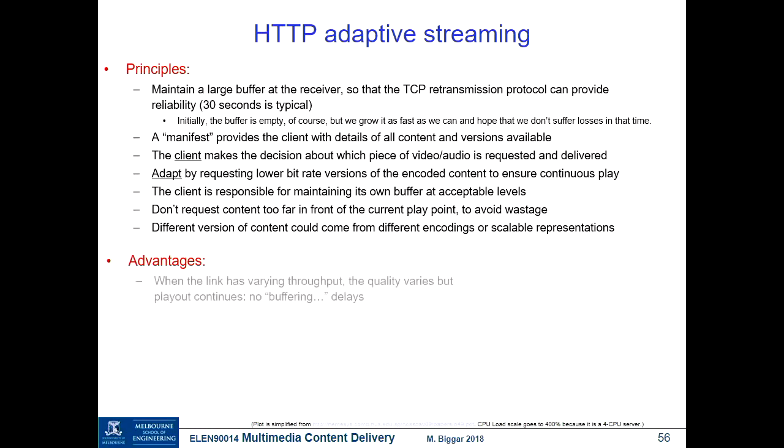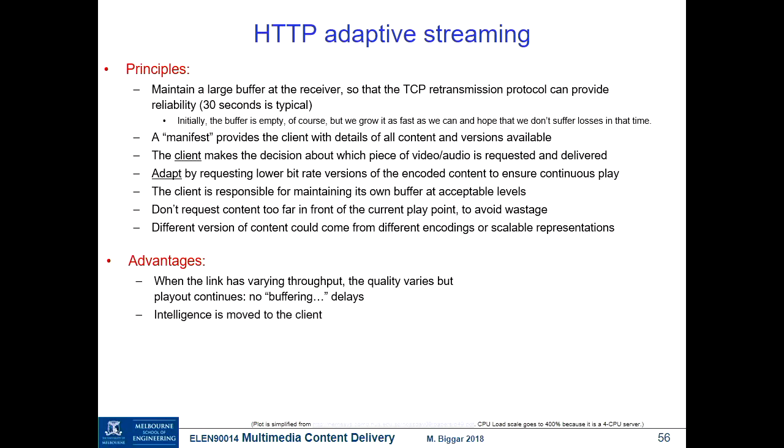So the advantages are possibly already obvious: when the link has varying throughput, the quality varies, but the playout continues. You might argue if you prefer the maximum, the highest quality, you prefer to wait for a while to make sure that it is always at high quality, but generally it's seen as advantageous to be able to provide that very quick response and a continuous playout rather than ever delaying for buffering.